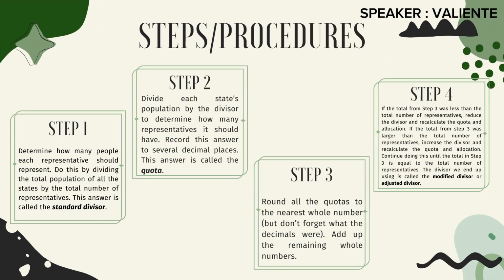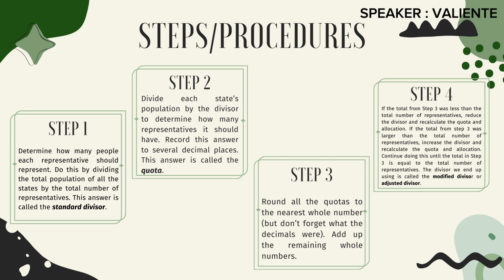The steps and procedures. First things first is to determine how many people each representative should represent. Do this by dividing the total population of all the states by the total number of representatives. This answer is called the standard divisor.